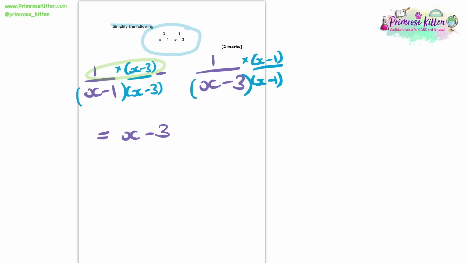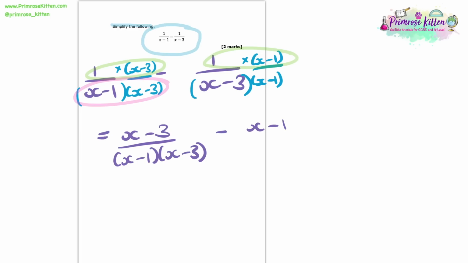So starting with the first one, we have just x minus 3 on the top. On the bottom, we're not going to do anything fancy here. We're just going to rewrite it as (x minus 1)(x minus 3), making sure we have the two sets of brackets there. Now over on the other side, we've got 1 times (x minus 1), which is just x minus 1. And again, on the bottom, we have (x minus 3)(x minus 1).